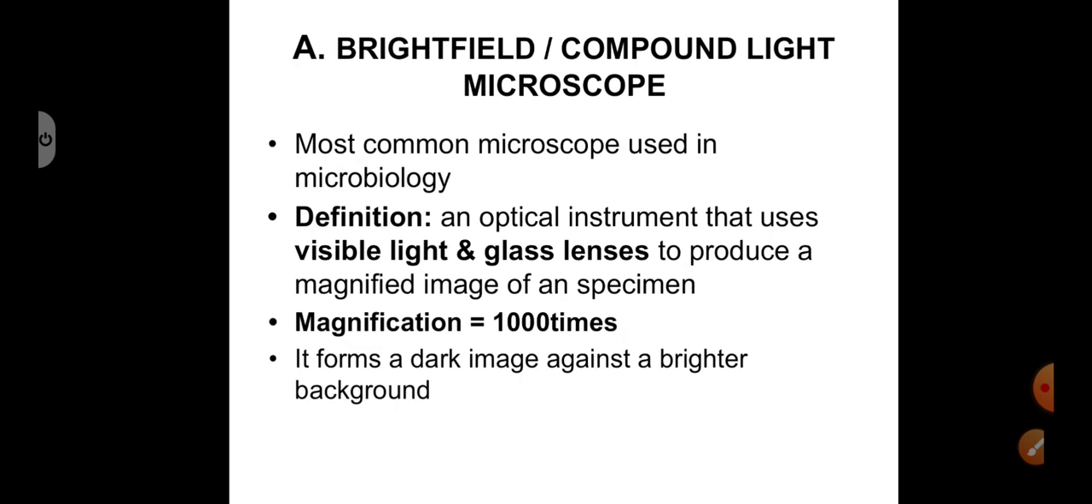First, let us look into bright field microscope, which is also known as compound microscope or compound light microscope. It is the most common microscope which is used in microbiology, and it is an optical instrument that uses visible light and glass lenses to produce an enlarged or magnified image of a specimen. And what is the magnification it is producing? It produces a magnification of 1000 times. And how is the image formed? The image of the specimen you're seeing or the microbe you're seeing is darker against the bright background.